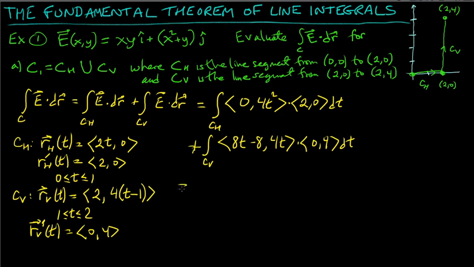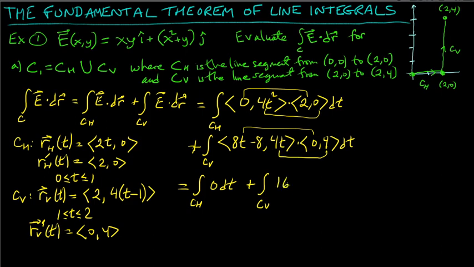Okay, so taking the dot products here, we're just going to get 0 times 2, which is 0, plus 0 times 4t squared, which is 0. So the first integral is just 0. The second one, however, will not be 0. The first component, 0 times (8t minus 8), is 0, plus 4 times 4t, which is 16t, dt. I forgot to put the t's in here. t is going from 0 to 1 in the horizontal part, and then from 1 to 2 for the vertical part.